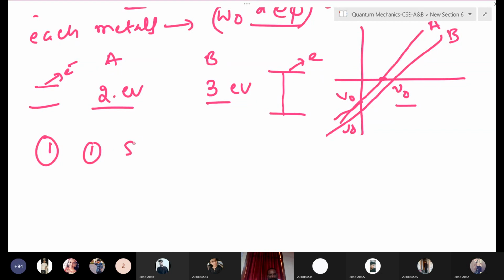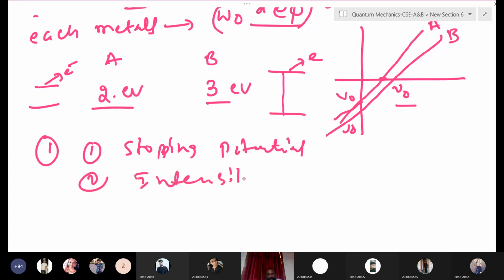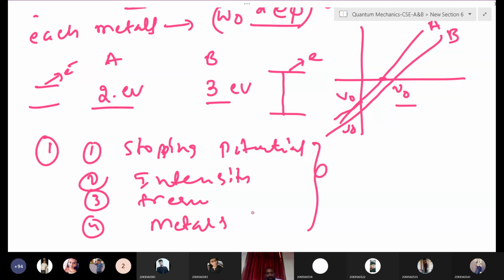First one is, what is the stopping potential? Stopping potential or stopping voltage, you can say. Second one is intensity, third one is frequency, and fourth one is metals, different types of metals. The photoelectric effect depends on these four parameters.